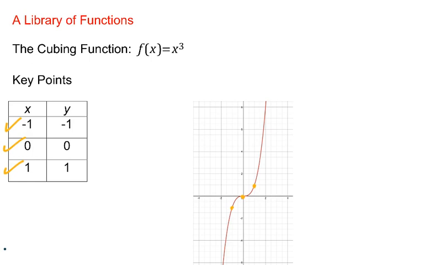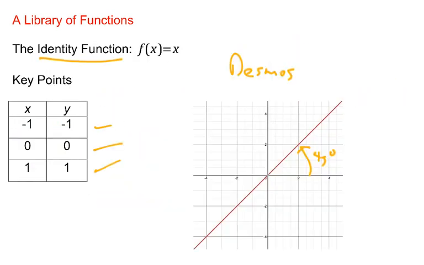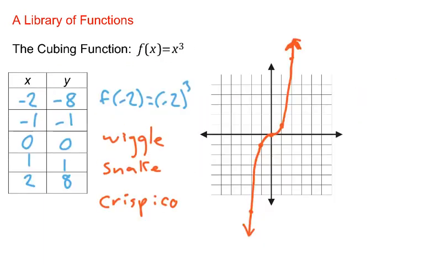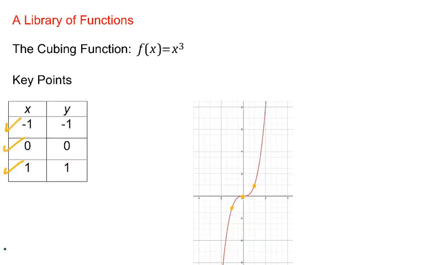Now here's an interesting thing. If you look at this table and compare it with this table for the identity function, notice the ordered pairs are the same. So just having the ordered pairs is not enough. You have to know the ordered pairs and what shape you're going to end up with depending on the graph. So this gives more of a wiggle shape.